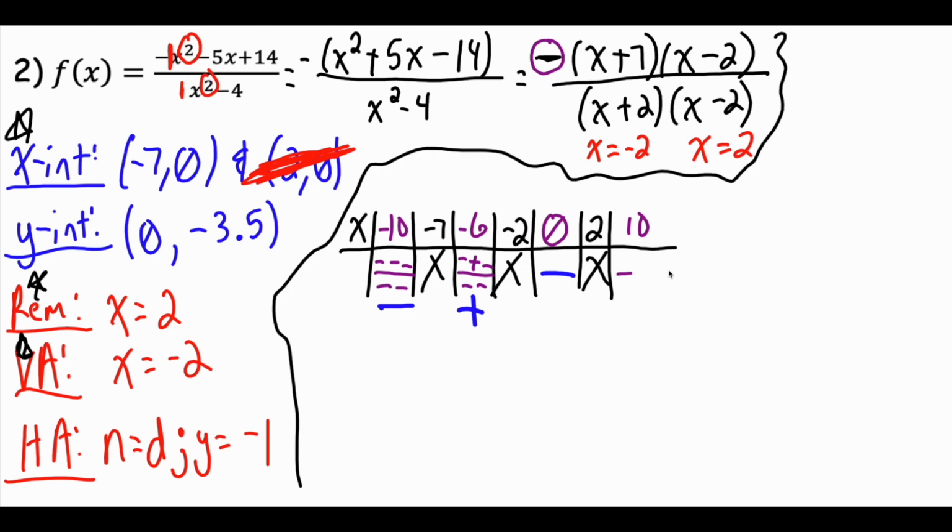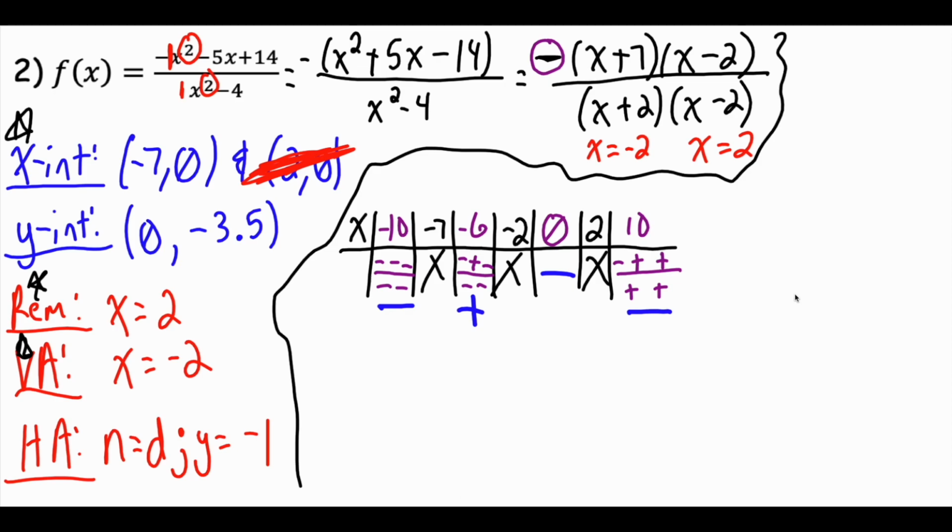Last one, 10. Up top, again, starting with a negative. 10 plus 7 is positive. 10 minus 2 is positive. 10 plus 2 is positive. 10 minus 2 again is positive. So overall, this one is negative from that one negative out front there. Okay, so now we're ready to go to our graph.